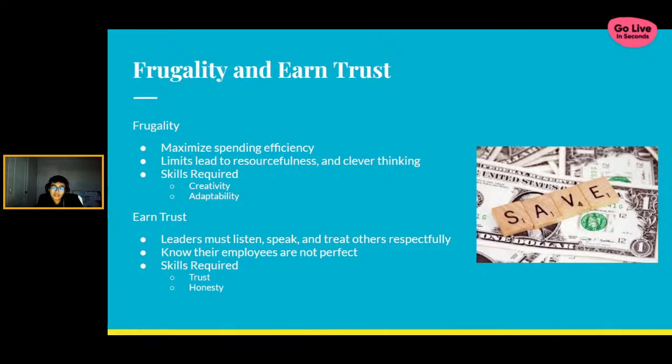Next, earn trust. Leaders must listen, speak, and treat others respectfully. They have to recognize that their employees are not perfect. In order to do so, leaders must have trust and honesty.